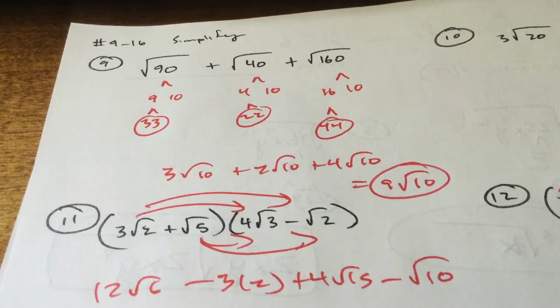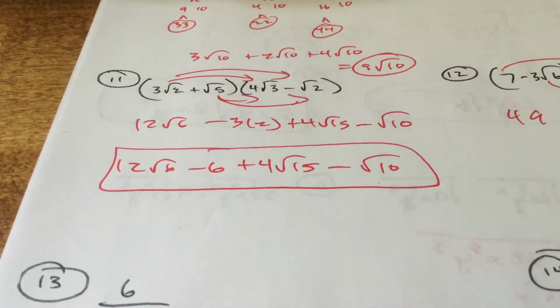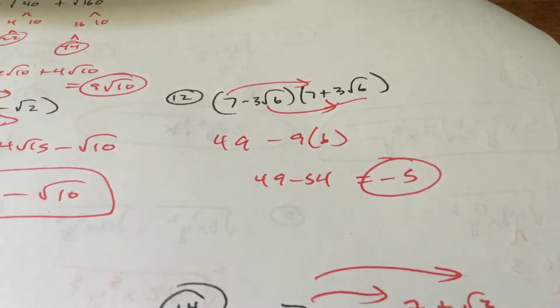Root 90 is 3 root 10. Root 40 is 2 root 10. And root 160 is 4 root 10. That is 9 root 10. First, outer, inner, last. Root 6, root 15, root 10 do not break down. There it is. Conjugates. Do the first and the last part of FOIL. 3 times 3 is 9. Root 6 times root 6 is just 6.